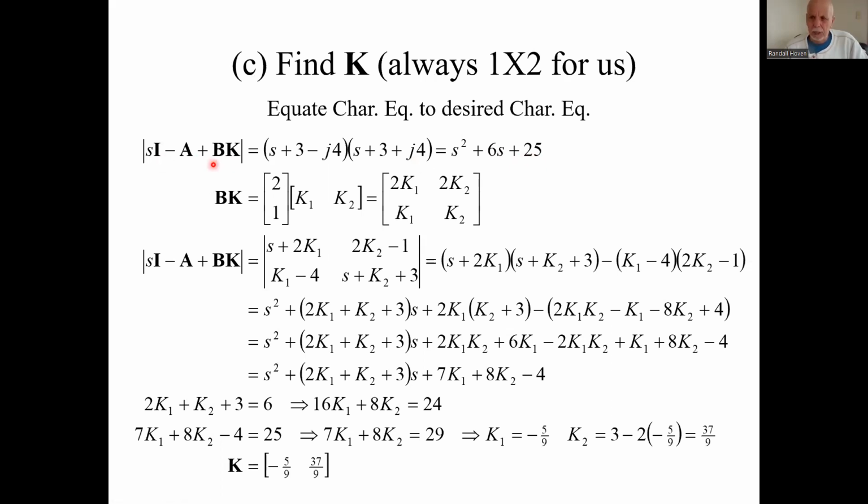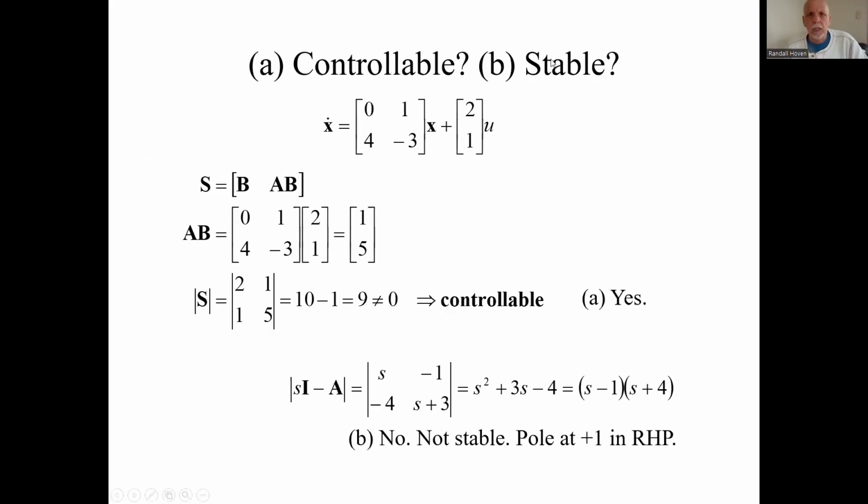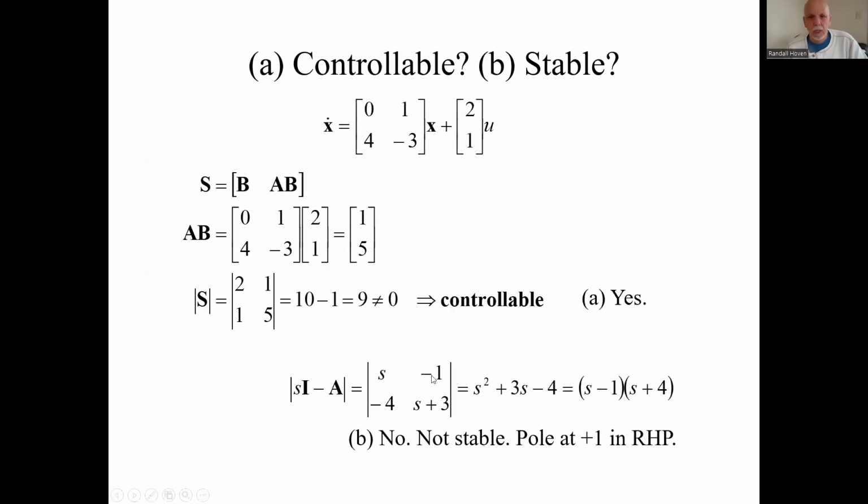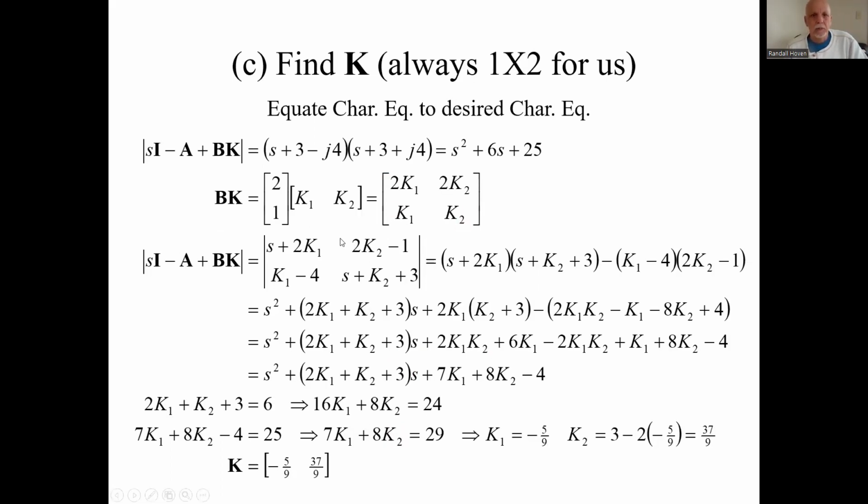So now we need to do this matrix arithmetic. We need to multiply out what the BK is. The B was this 2, 1, right? Here's the B. K is 1 by n. N is 2 here. And yes, you can do this matrix multiply. It will be 2 times the top row, twice this row, and on the bottom row is 1 times this row. So now we add this to what it was with just sI minus A. Here was the sI minus A part. Now we're adding this to it.